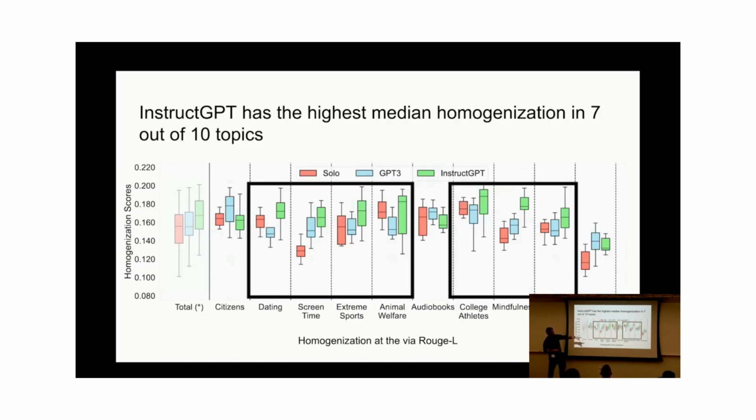So for example, if you look at the end, there's stereotypes. In general, people write less similarly about stereotypes because people have very diverse opinions. Whereas some other things like animal welfare and college athletes, people write more similarly on average across all setups. So the general takeaway being that writing with Instruct GPT generally seems to increase this homogenization.